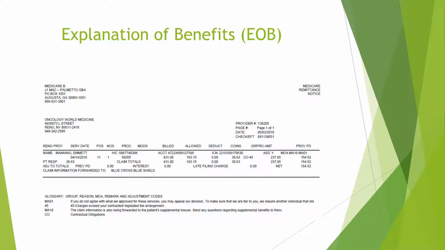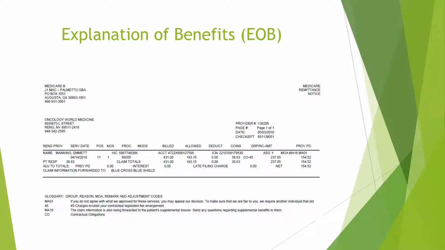We have our CO45, which was charge exceeds your contracted legislation fee arrangement. So that amount was adjusted off because those charges are not due. It exceeded their allowable amount pretty much.